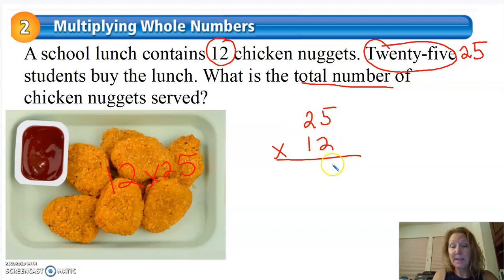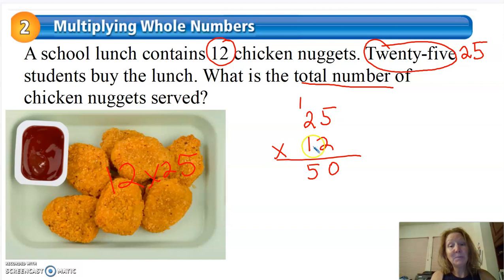2 times 5 is 10. I regroup the 1. 2 times 2 is 4, plus 1 is 5. Now, I've multiplied 2 times the 25 students, and I got 50. That's a partial product. Now I also need to multiply the 10 times the 25 students.